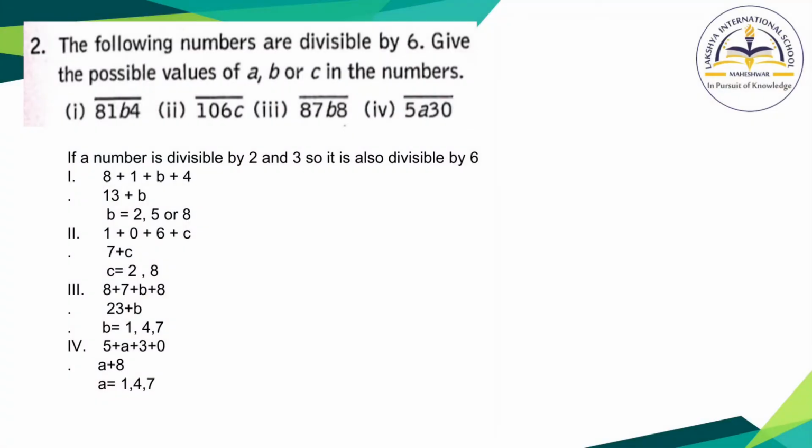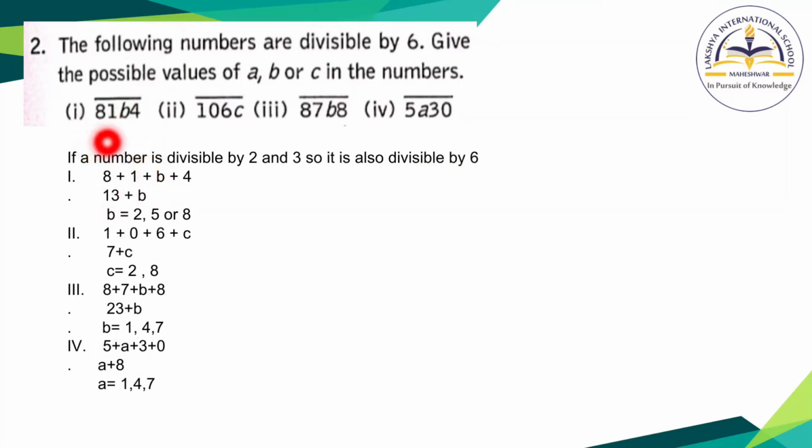Now we will see question number 2. The following numbers are divisible by 6. Find the possible value of a, b or c in the numbers. Question number 1. 81b4. If the number is divisible by 2 and 3, then it is also divisible by 6. Now you can see here 81b4.